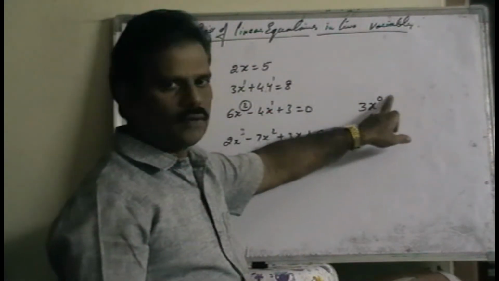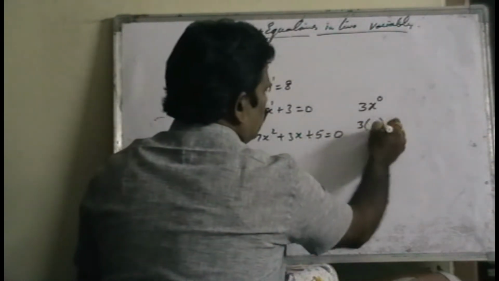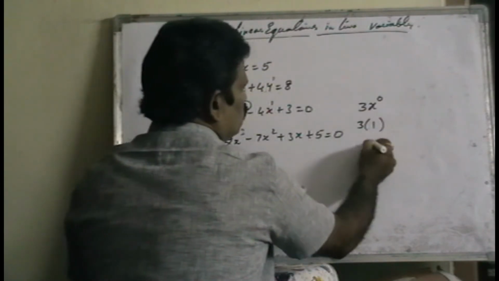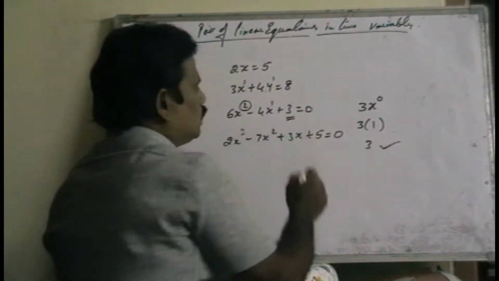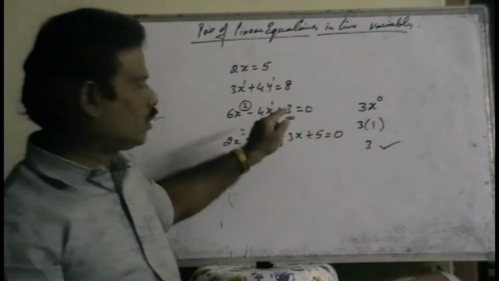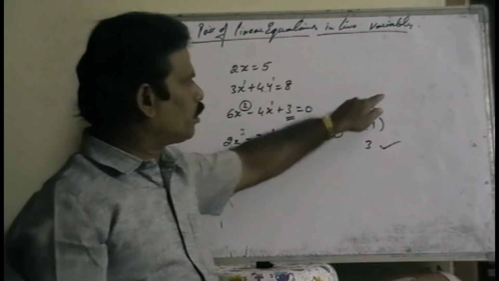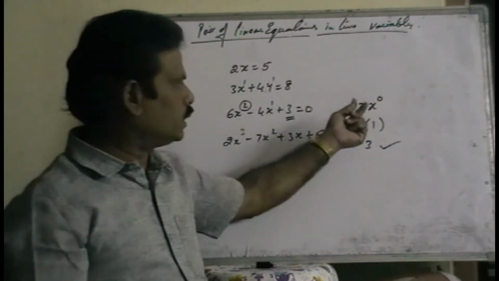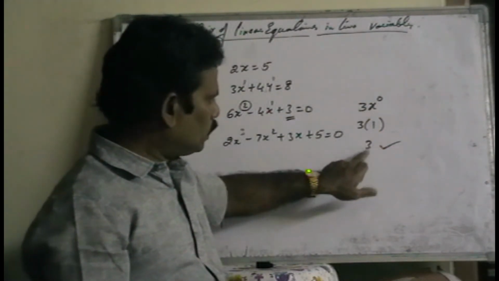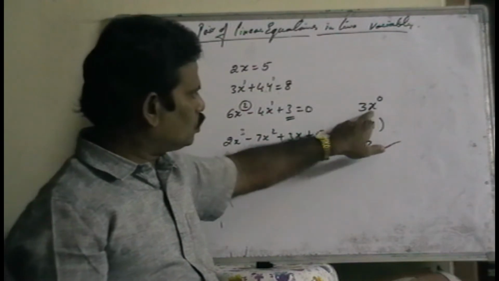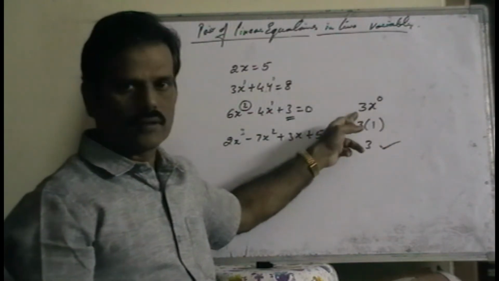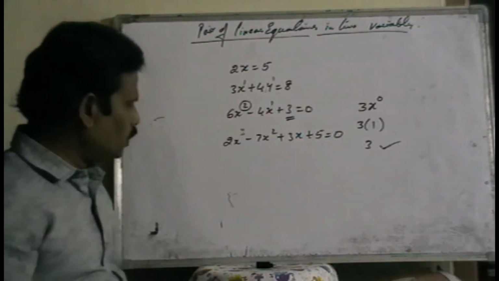Anything power 0, we know that is 1. 3 into anything power 0 is 3 into 1. 3 ones are 3. So every constant is nothing but without variable. So without variable is nothing but what? It is the coefficient of x to the power of 0. Constant. 3 is a constant, which means 3 is the coefficient of x to the power of 0. Right?